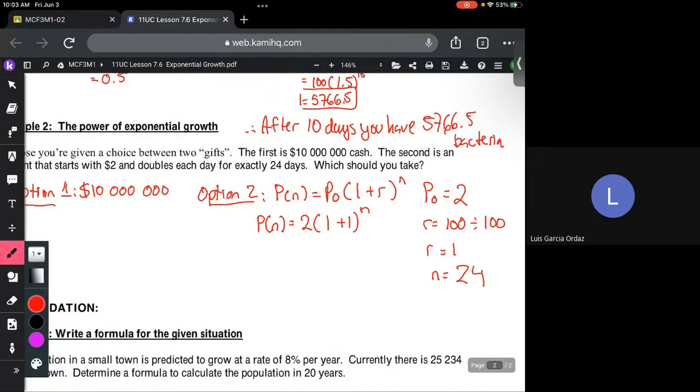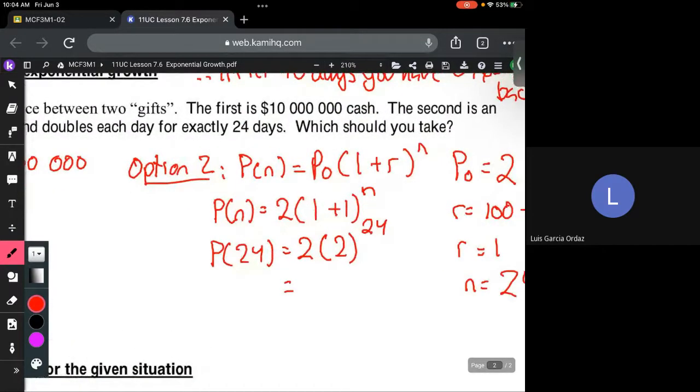24. So I'm going to get P at 24 is equal to 2, and then do the bracket. 1 plus 1 is 2 to the power of 24. So again, same thing. Do your exponent. Do 2 to the power of 24, and multiply that result by 2. And let's see what you guys get. It should be a pretty big number.